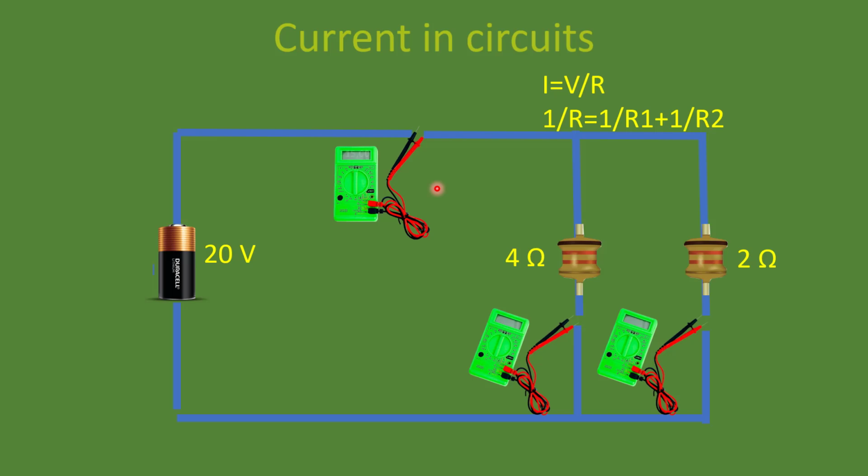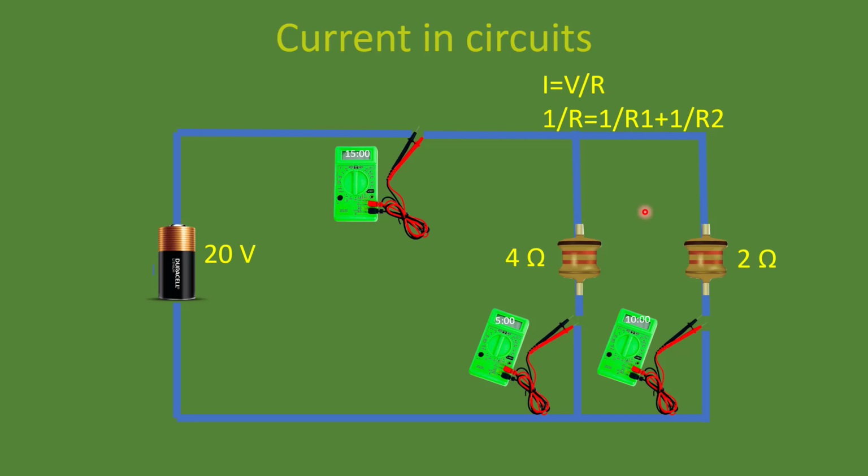We get the value of current as 15 ampere in the main line. In the branches, the equation is I equals V divided by R. 20 divided by 4, it will be 5 ampere. In this other branch, it will be 20 divided by 2, 10 ampere. So 5 plus 10, 15 ampere in the main line. In the branches, 5 ampere and 10 amperes.